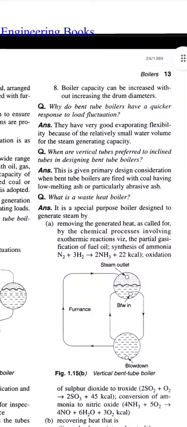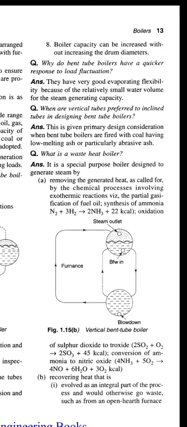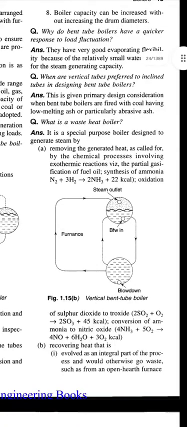Next question: why do bent tube boilers have a quicker response to load fluctuations? They have very good evaporating flexibility because of the relatively small water volume for the steam generating capacity. And next, when are vertical tubes preferred to inclined tubes in designing bent tube boilers? This is given primary design consideration when bent tube boilers are fired with coal having low melting ash or particularly abrasive ash. What is the waste heat boiler?